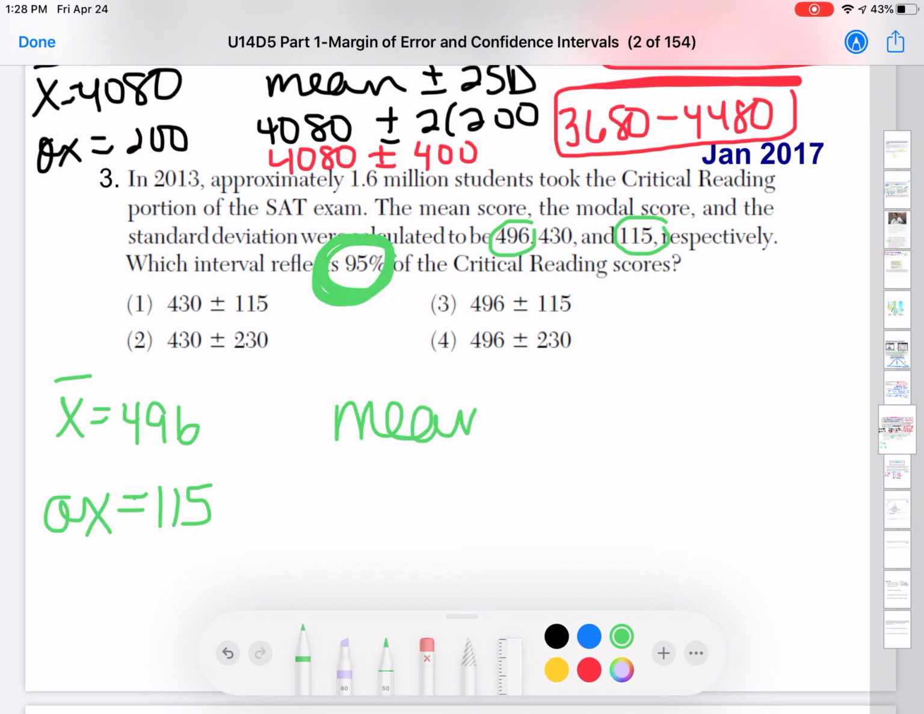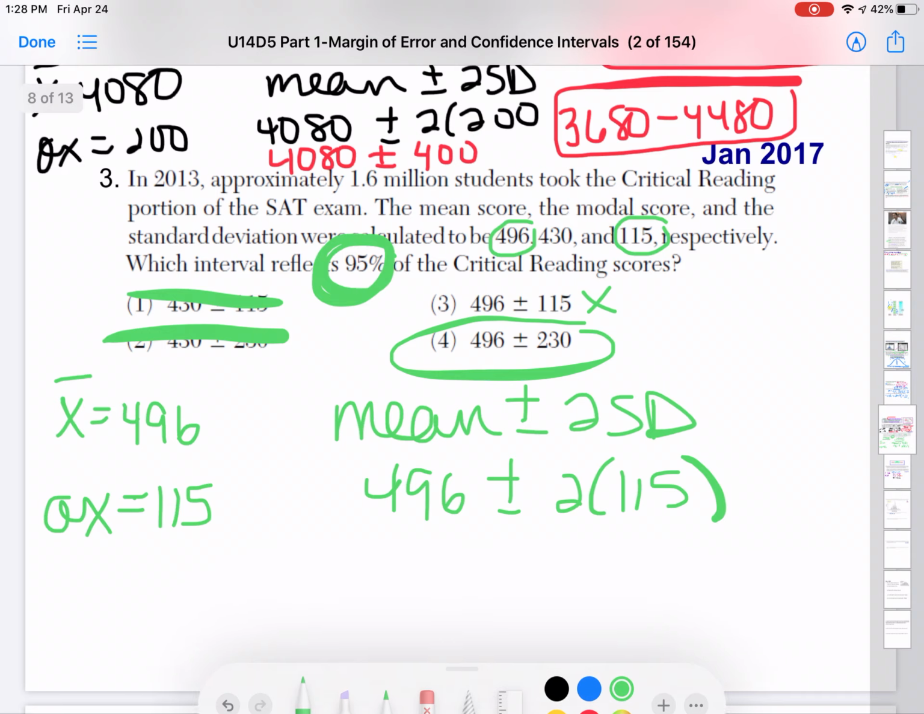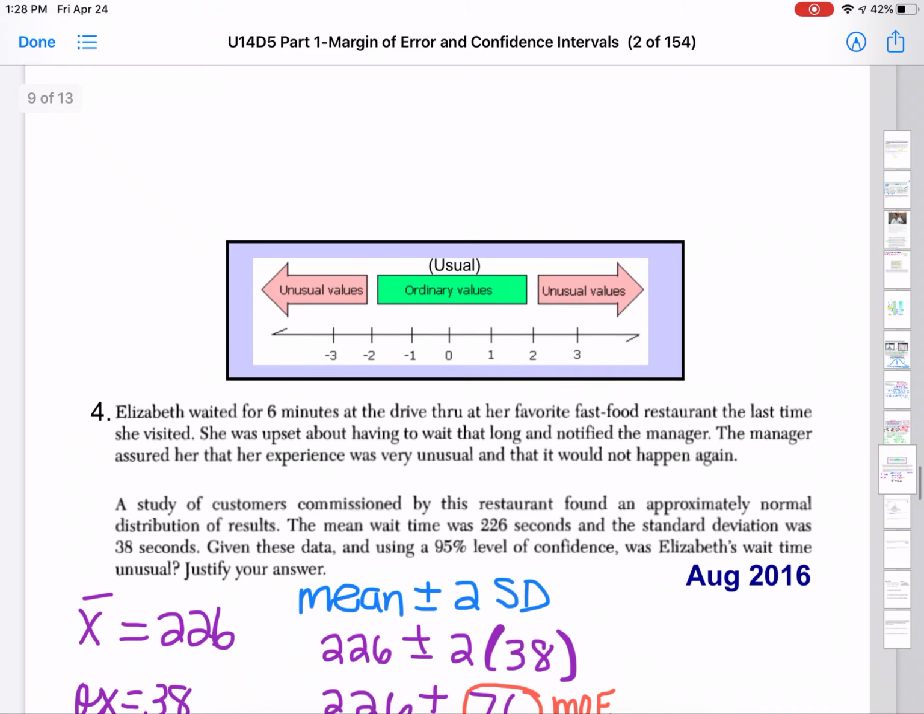So here we go. And we don't even have to do all the work. See how they're leaving it like that for us? So 496 plus or minus 2 times 115. We can see that these are not it because those are the wrong means, right? And this one can't be it because they didn't do twice the 115. Twice 115 is 230. Looking good? All right, so the real average is there.